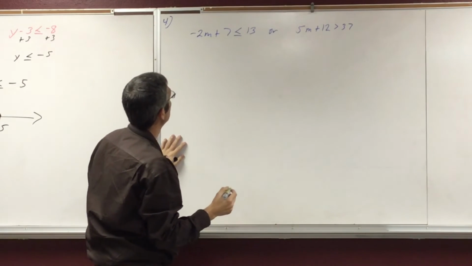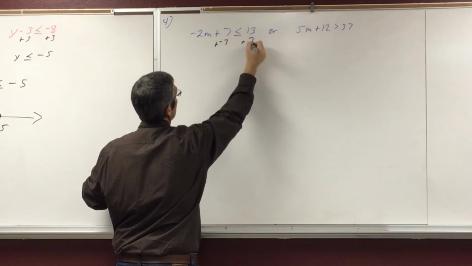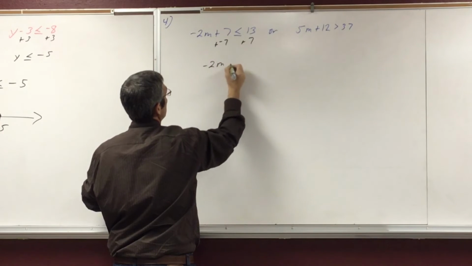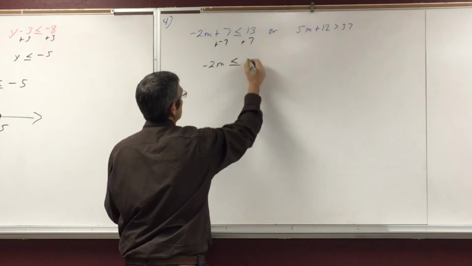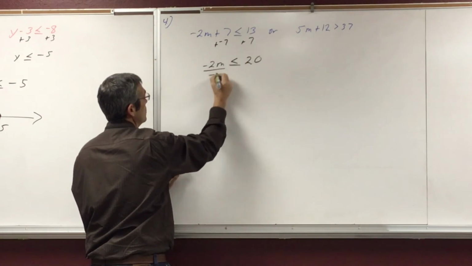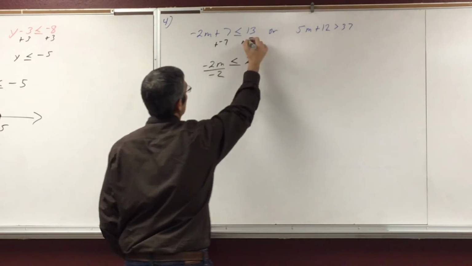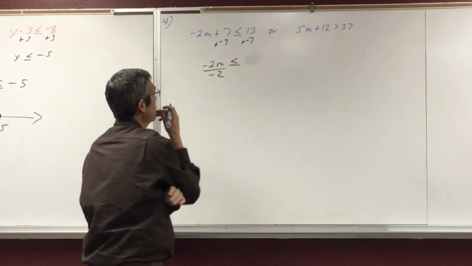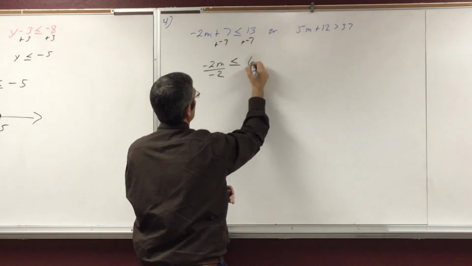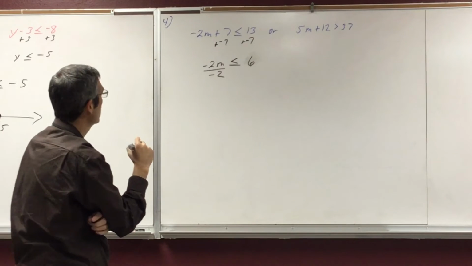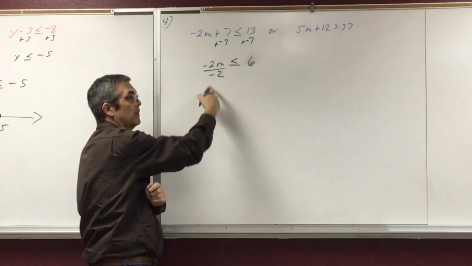Okay. So move the 7 over to negative 2m. Divide by negative 2. Oh, oops, sorry. Forgot to take my negative 7 over there. So 6. Yeah, make sure you do that correctly. Yeah, 6. Now divide by negative 2.